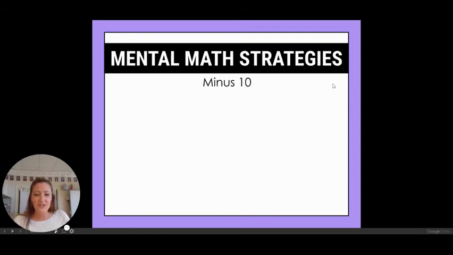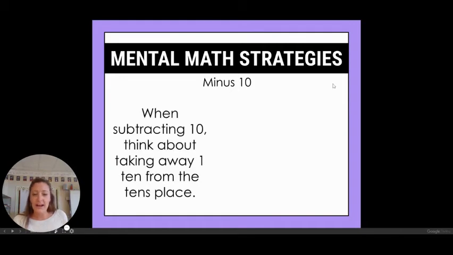Our next strategy is when we take away 10. So when subtracting 10, think about taking away 1 from the tens place. We know that 10 ones is equal to 1 ten. So we're just going to imagine taking away 1 ten when we're doing this.